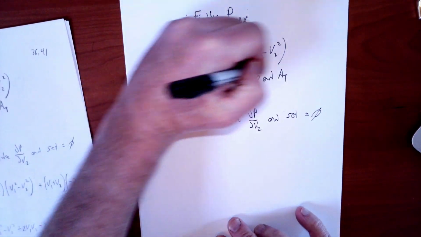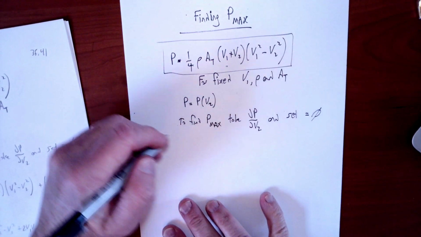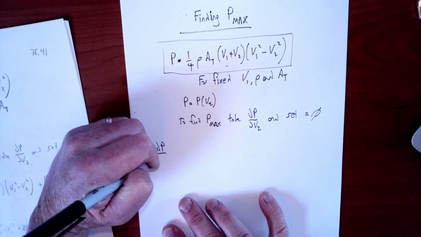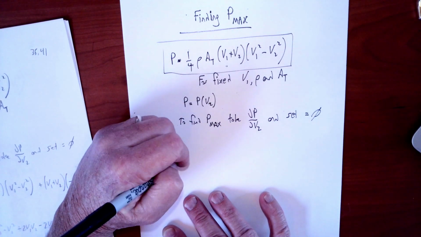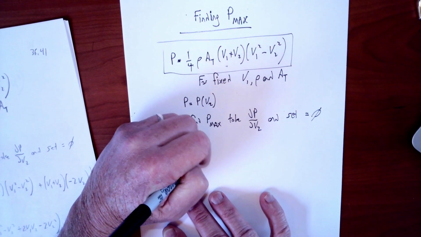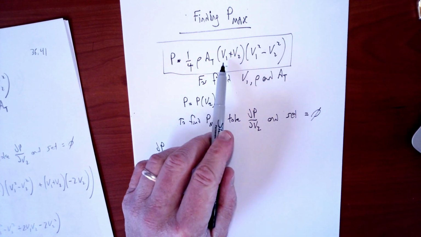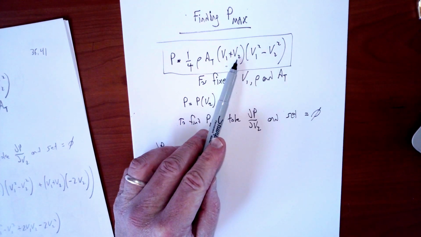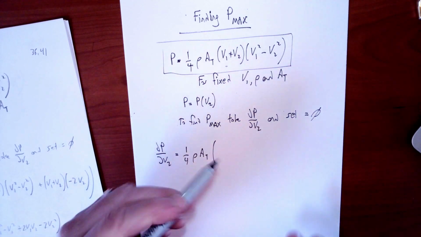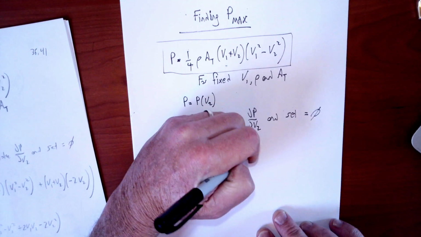So here's my function. Take that derivative. You should all practice taking that derivative. Go ahead and do it. I will take the derivative, and we'll see if we agree. So dP/dV2 equals, well, 1/4 rho A_T. Those are constants out in front, so I don't need to touch those. Now I'm into land where I have to take some actual derivatives. So we've got V1 and V2. Well, V1 is a constant, so that just drops away. The derivative of V2 with respect to V2, that's just 1. So then I have V1 squared minus V2 squared.